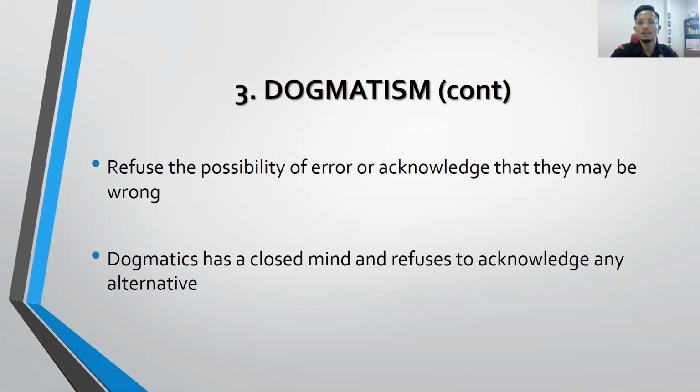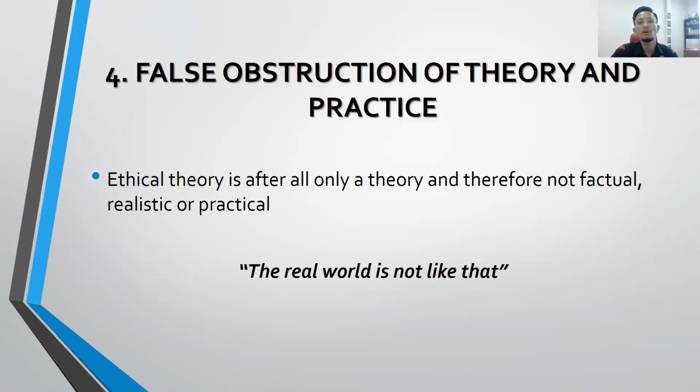And this person, dogmatism, that has this kind of attitude, they tend to refuse the possibility of error of knowledge, that they may be wrong. And dogmatism has a closed mind and refuses to acknowledge any alternatives. So meaning that this person does not simply accept others' opinion. Okay, that is dogmatism. So what about number four?